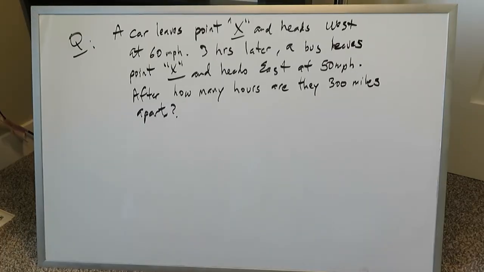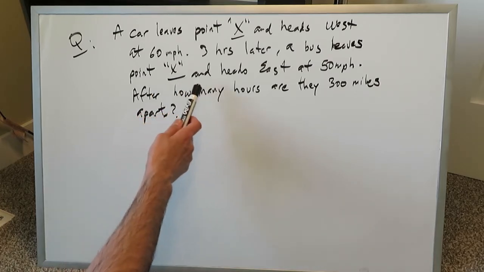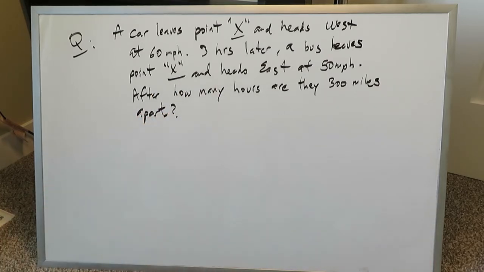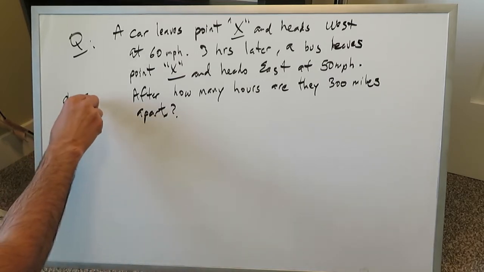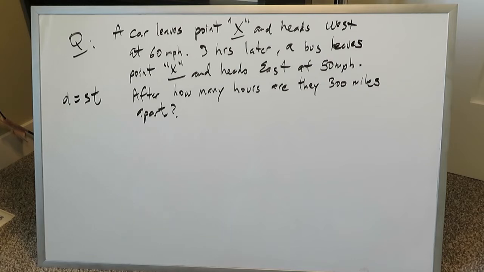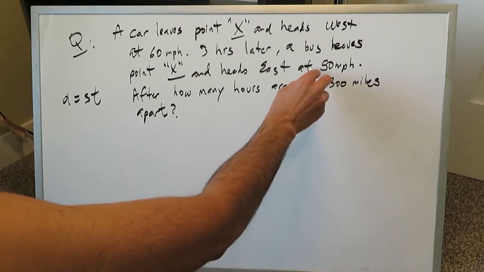The first question that we look at in this video will be a speed, distance, and time relationship question. And these are very common on these standardized tests. A car leaves point X and heads west at 60 miles per hour. 3 hours later, a bus leaves that same point X and heads east at 50 miles per hour. After how many hours are they 300 miles apart? It seemingly looks hard, but it isn't if you remember distance is equal to speed times time, that relationship, and you can utilize that to your benefit.